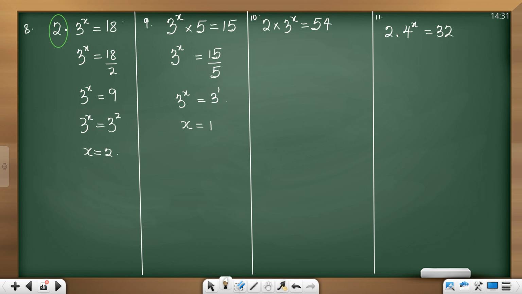All right. Now, if you look at number 10, I have a 2 and a 3, different bases. I cannot use the laws of exponents. So the only rule is to say 54, the 2 comes over and divides. 3 to the power x is 27. Now I can write this as 3 to the power of 3. Since the bases are the same, I'll equate my powers. X equals 3. Lovely.